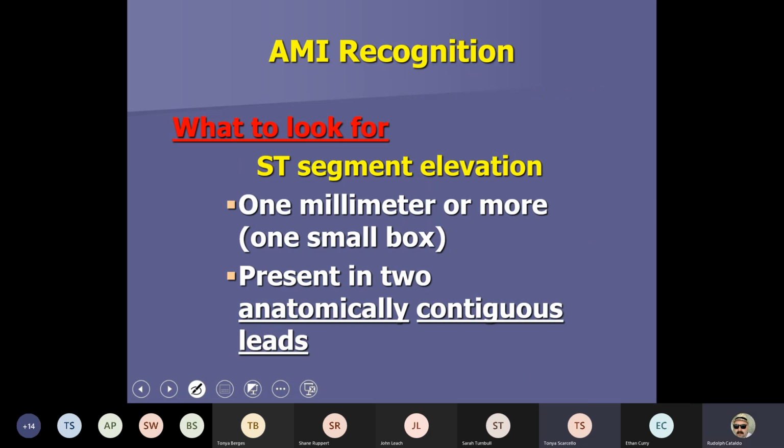Okay, when I say these words, contiguous leads, what that means is if you look at that picture that I had you take, that's leads that look at the same portion of the heart. Leads 1 and AVL look at lateral along with V5 and V6. Those are contiguous leads, meaning they look at the same portion. When you think contiguous, think of the same portion of the heart. 2, 3, and AVF are contiguous leads. V1, V2 are contiguous leads, and V3 and V4 are contiguous leads as well.